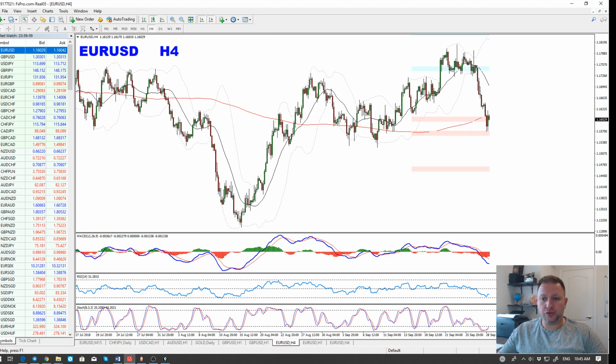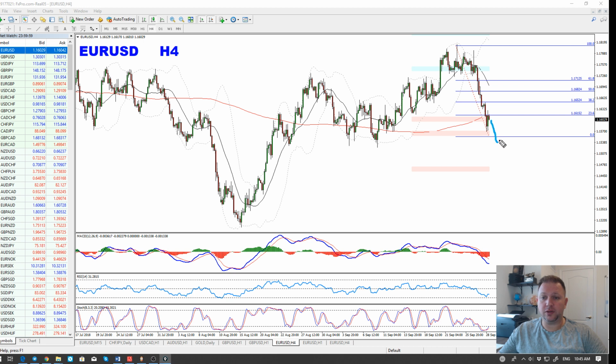Good levels to watch for sells. Of course, we can drop the Fibos as well, right? We have one area right here. So if we break through this zone, this would become a massive area for a possible sell-off.